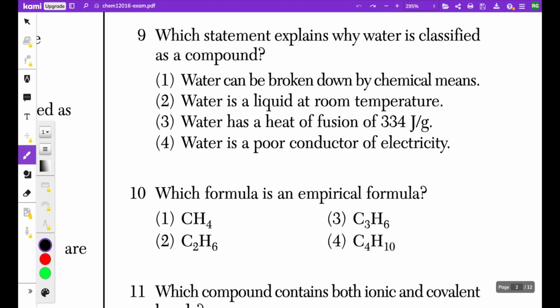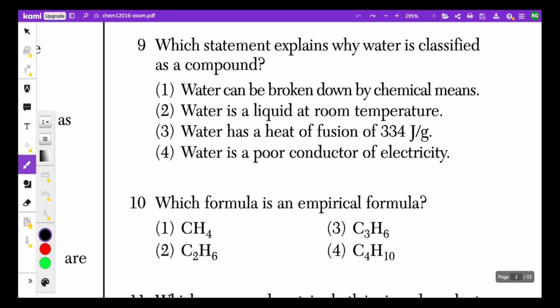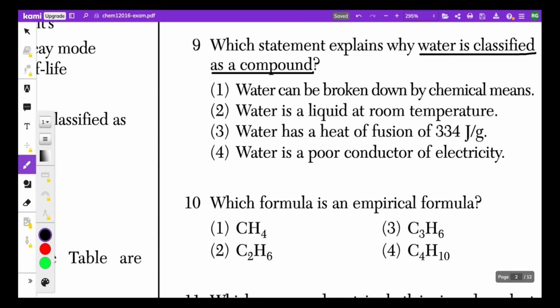Which statement explains why water is classified as a compound? Imagine if you ask someone, why is water classified as a compound? A compound is just when you have two or more elements. In this case, water is H2O. Water has two different elements, and the two elements are chemically combined. H2O looks something like this. So you've got two or more different elements that are chemically combined. That is what a compound is.